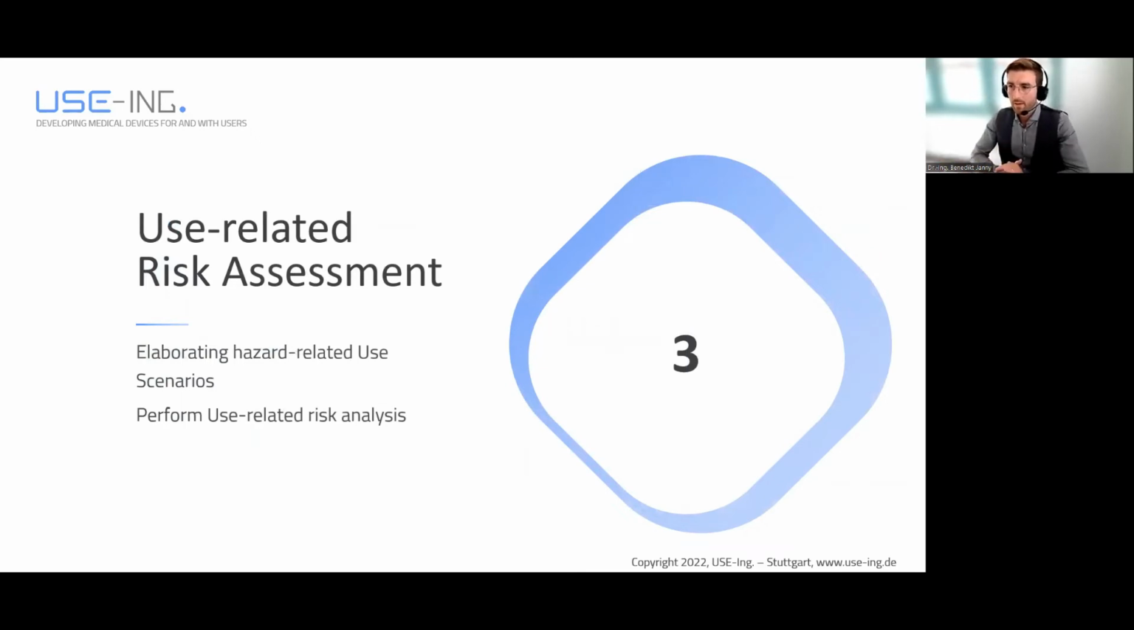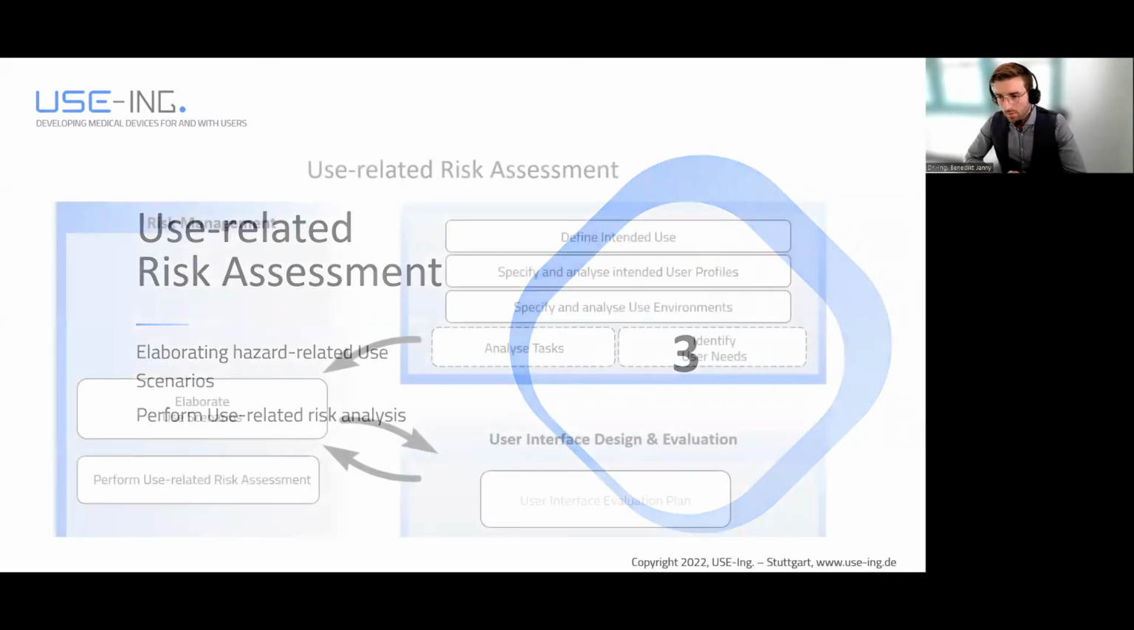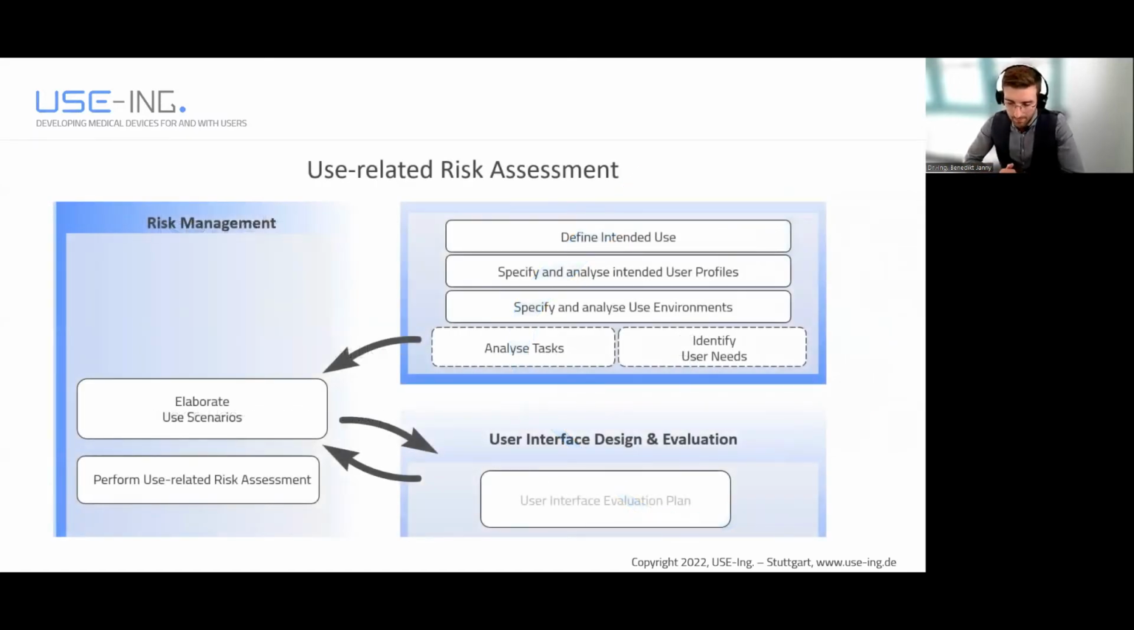When we come back, besides requirements, the use-related risk process is the core of the regulatory usability engineering. And here we are also approaching the term use errors that was part of the headline of this presentation. So what we do within this so-called use-related risk assessment, we elaborate hazard-related use scenarios, and we perform use-related risk analyses. So as you all know, risk assessment is key in medical product development.